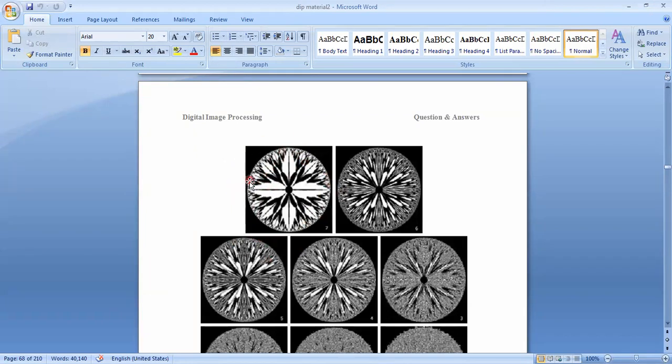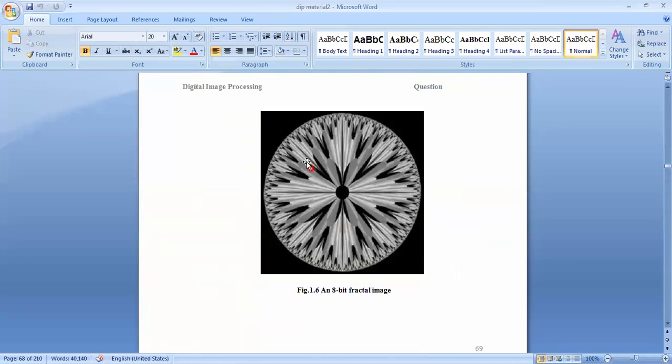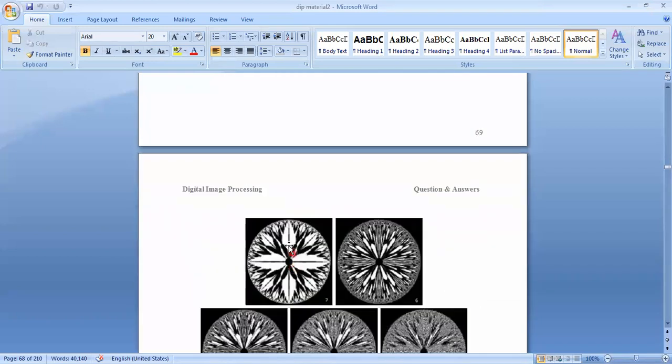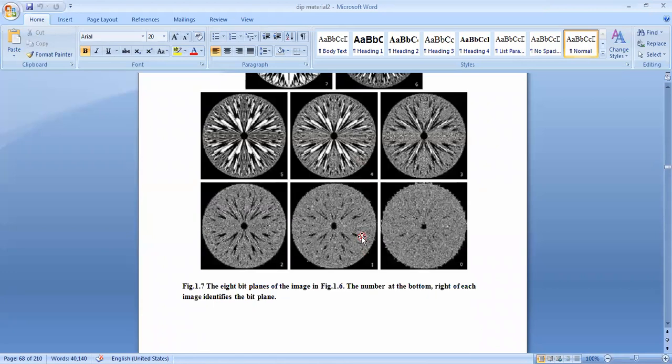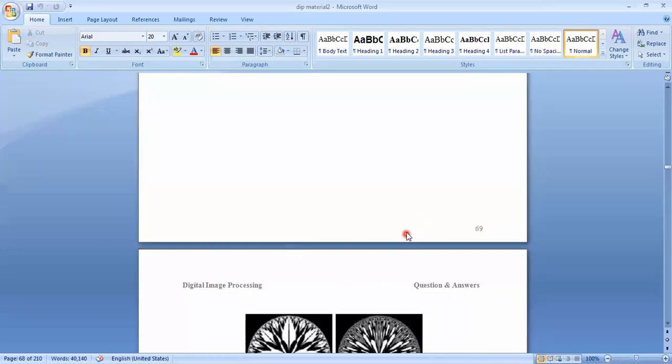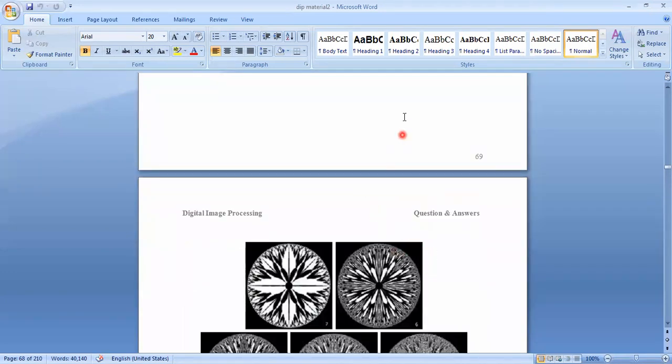So what is the advantage here? Originally each pixel requires 8 bits. Now each pixel requires only 1 bit. So in image compression, we are going to use this bit plane slicing. Okay, this is the concept of bit plane slicing.